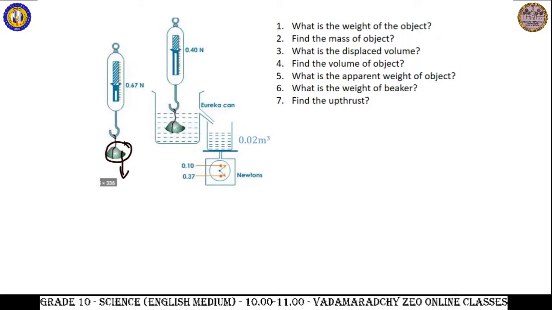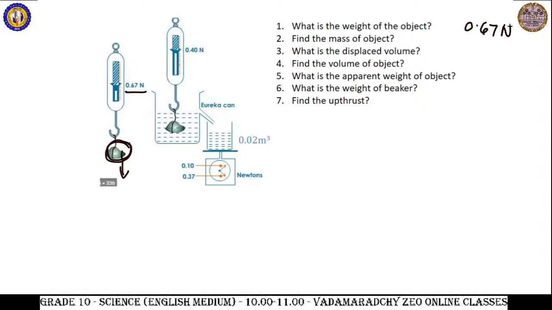At that point, here it is given as 0.67 Newton. So we can say the weight of the object is 0.67 Newton. Okay, second question, find the mass of the object.